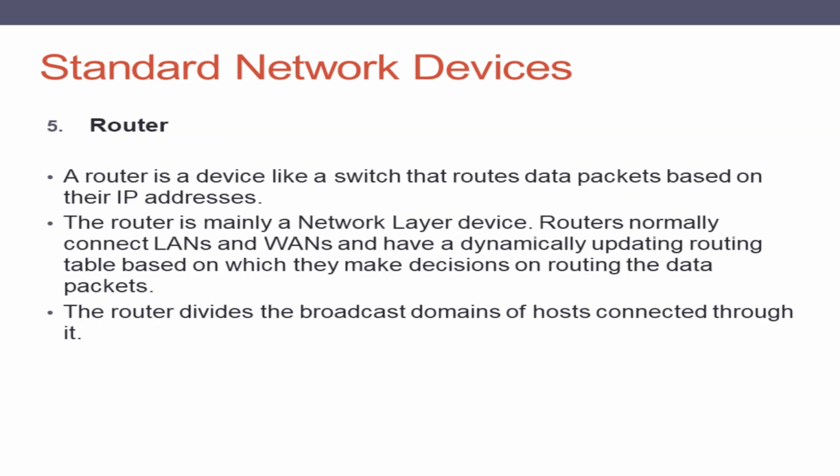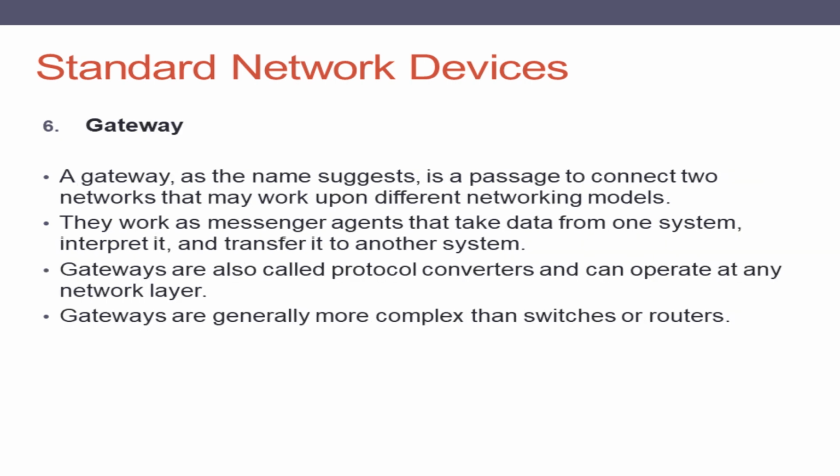Standard network devices. Router. A router is a device like a switch that routes data packets based on their IP addresses. The router is mainly a network layer device. Routers normally connect LANs and WANs and have a dynamically updating routing table based on which they make decisions on routing the data packets. The router divides the broadcast domains of hosts connected through it.